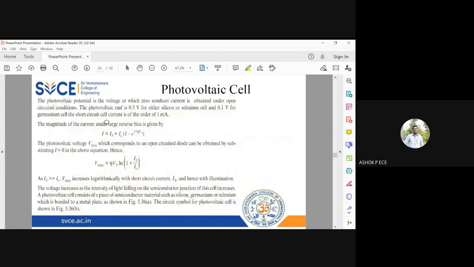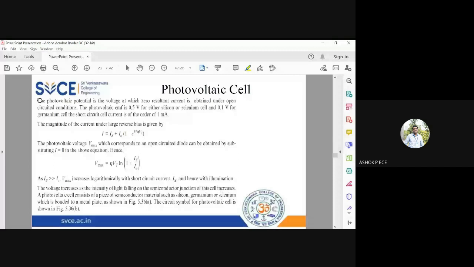And see that the photovoltaic potential is the voltage at which zero current is obtained under open circuit. Under normal condition, when the PN junction diode is open circuited, no current is going to flow, so the current is going to be zero. So if the current is zero, then the voltage is also going to be zero. So you call that the open circuit condition.